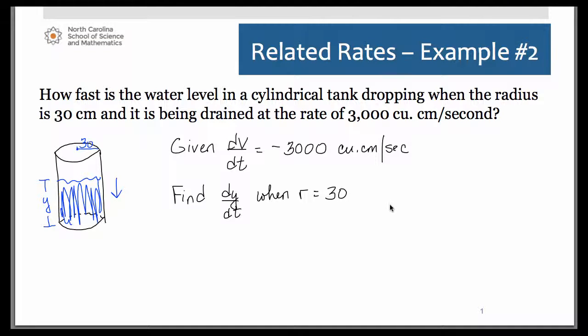Now you might be saying to yourself, well, r is always going to be 30. You are correct. And so that's something we're going to take into account when we go ahead and set up our equation that we're going to use.